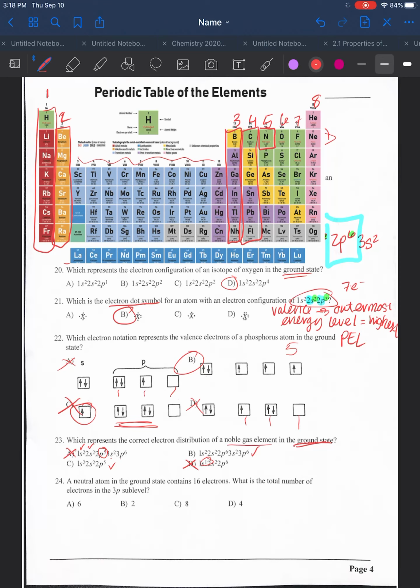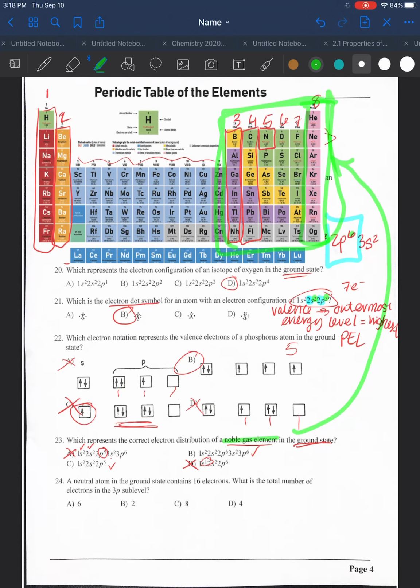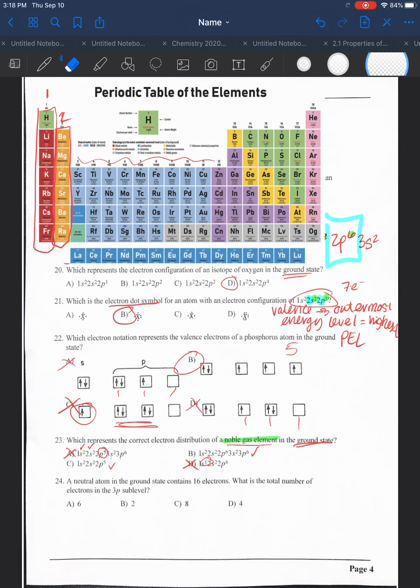So now, noble gas element. Remember that those are in, I'm gonna draw up here, this group here. So what configuration do they need? Well, you have to remember that this whole area here is the P block, right? So we're thinking about how many electrons we need to fill the whole entire block here. So I'm going to erase some of this.